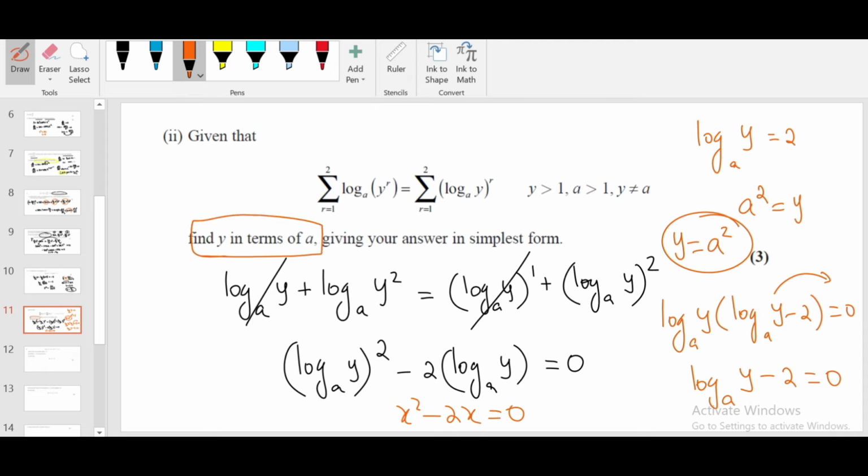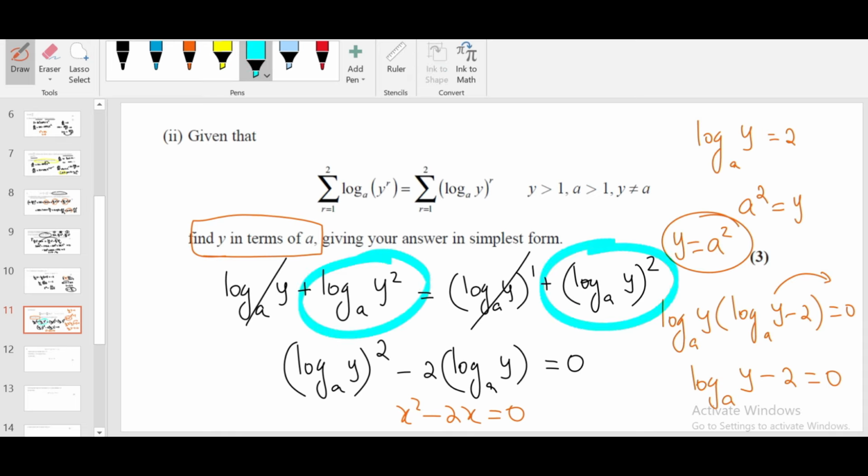They want y in terms of a. That's all. There is something you need to remember here. Look at these two terms. Here you can apply laws of logarithm, put this 2 in front. But here you cannot do that because it's a whole square actually. It's not just y square, it's the whole square. So you cannot apply laws of logarithm here.